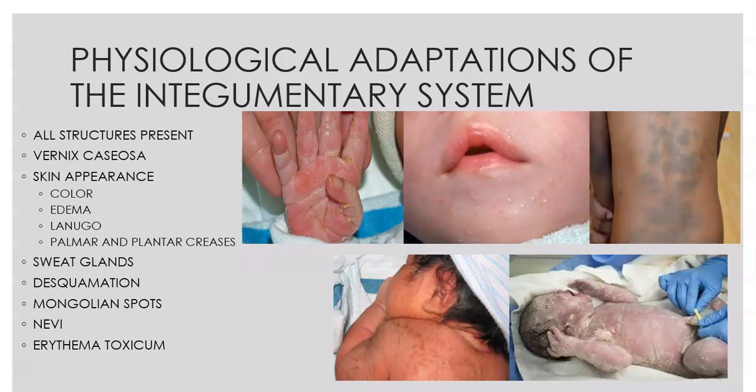If you look up at the top left picture, that's most likely a post-date baby. So the longer they are in utero, that vernix starts to kind of wear off. So when you have a baby after 42 weeks, they've often lost a lot of that vernix, and it results in them getting the dry, cracked skin.